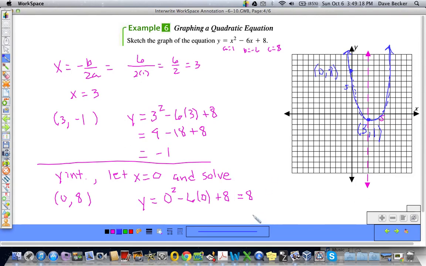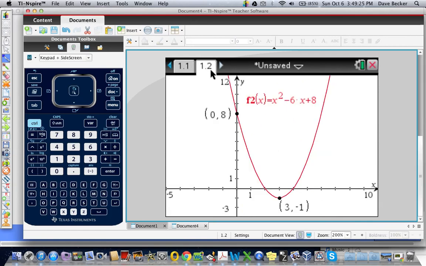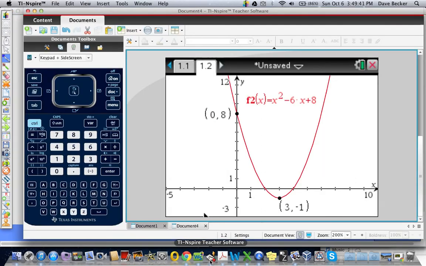And just to be sure, let's take a look at the graph, and then you can see, oops, wrong one. Here we go. Yep, x squared minus 6x plus 8. We have a vertex of 3, negative 1, and a y-intercept of 0, 8. Let's see how good it looks compared to my sketch. Mine is clearly better. Okay, let's do that again.